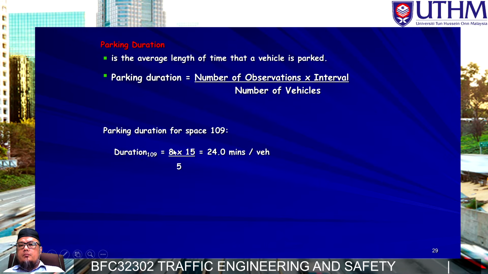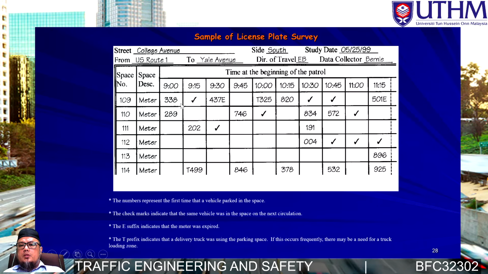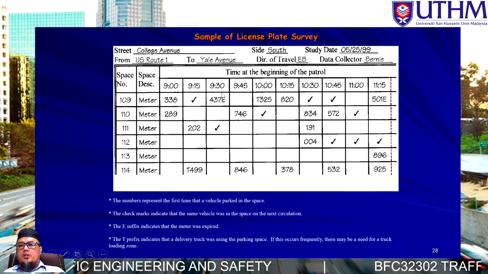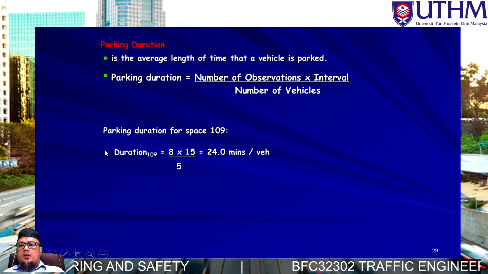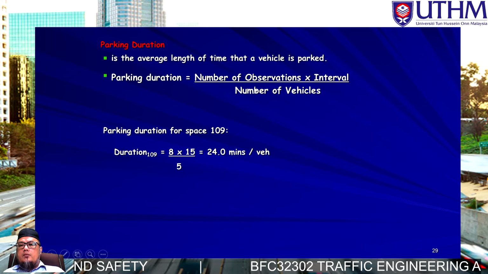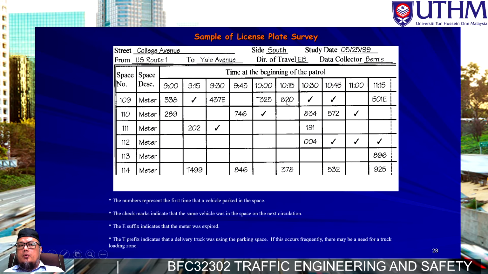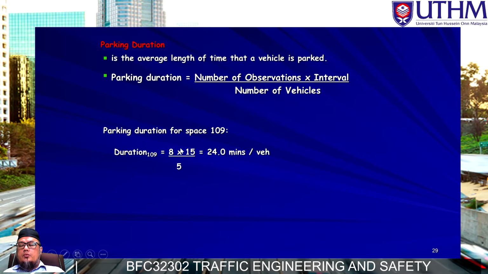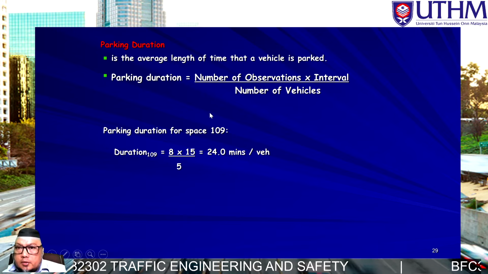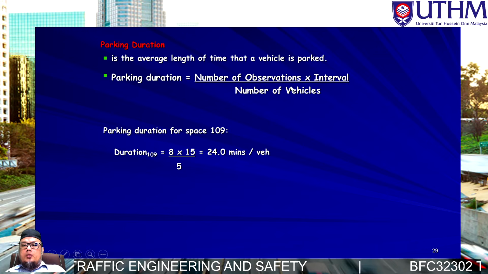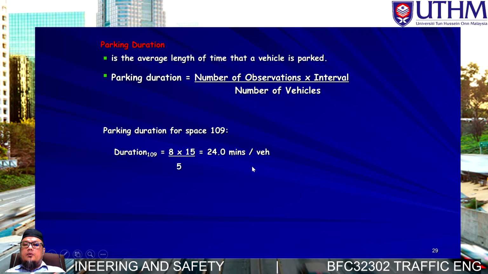So here the number of observations is 8, in terms of intervals: 1, 2, 3, 4, 5, 6, 7, 8. Then multiply by 15, the interval, and divide by the vehicles. Vehicles is 5 only: 1, 2, 3, 4, and 5. That's why you get this. With 8 observed intervals and 5 vehicles, we obtain 24 minutes for that particular parking space per vehicle.